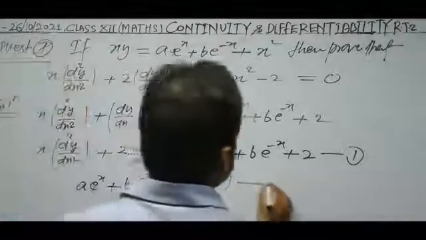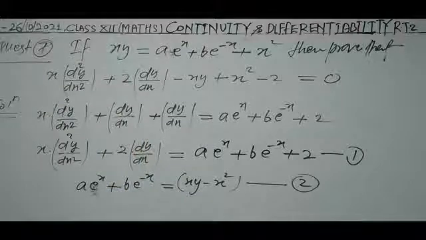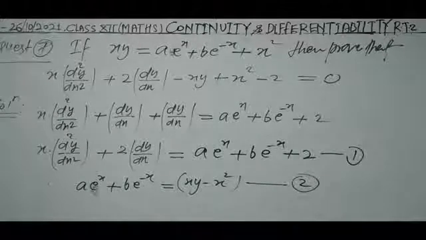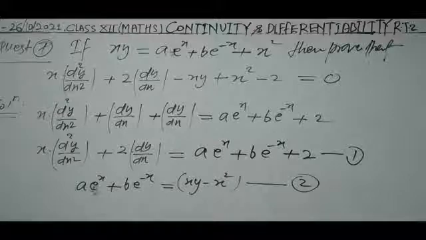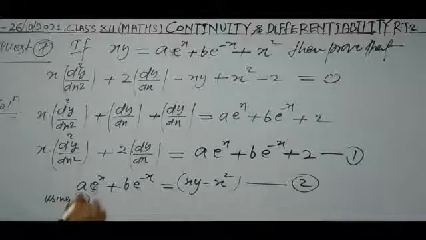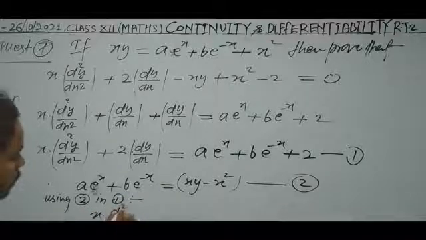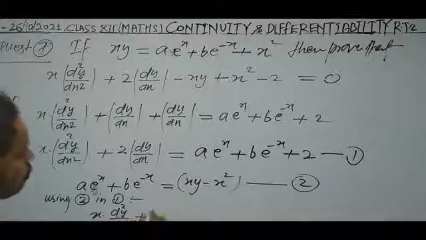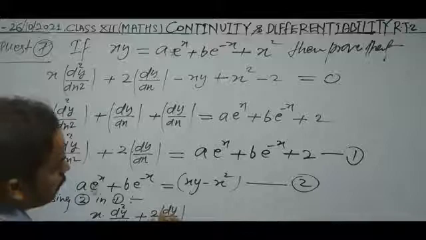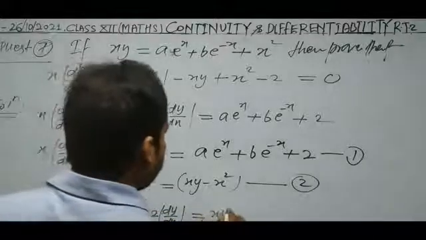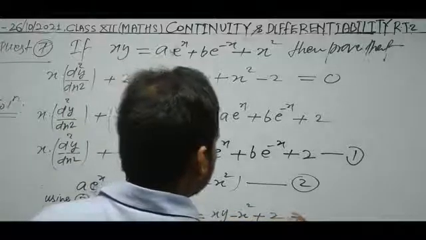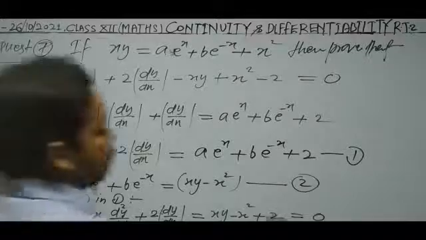Consider equation 2. So using equation 2 in 1, we can get x times d2y by dx2 plus 2 times dy by dx is equal to xy minus x square plus 2 is equal to 0, or is equal to, not 0.